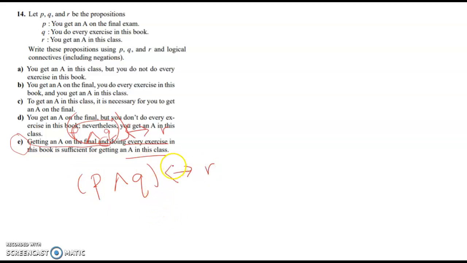Okay, so this is accepted, and this is the correct answer that the textbook provides, but I'll also accept this, because it also makes sense in plain language: if you get an A on the final exam and you do every exercise in the book, then you'll get an A in this class, right? But also, this also makes sense.